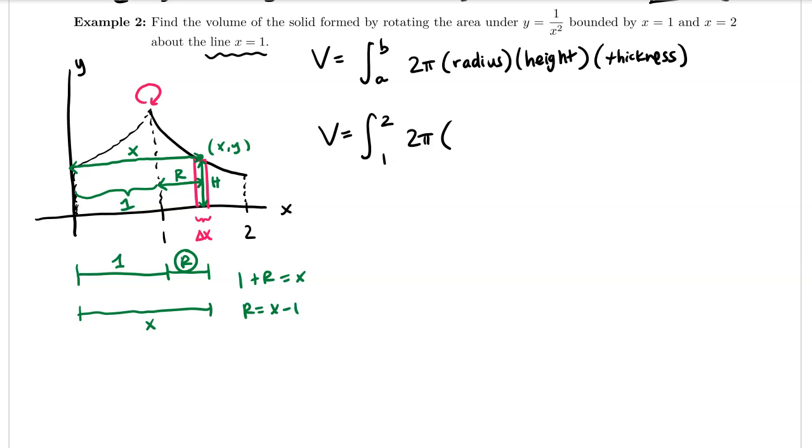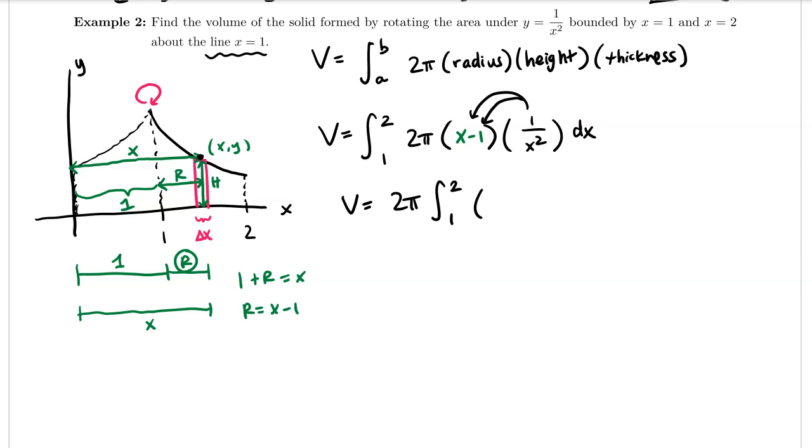And we can see that visually there. So my radius here is x minus 1. And then the height is just the y value. Because this point right here is x comma y, the height of my cylindrical shell is the y value, but we're integrating with respect to x, so instead of writing y, I'm going to write it as 1 over x squared, and then the thickness we can write as dx. So now I'm going to factor out 2 pi, and I'm also going to distribute this 1 over x squared into both of those terms.